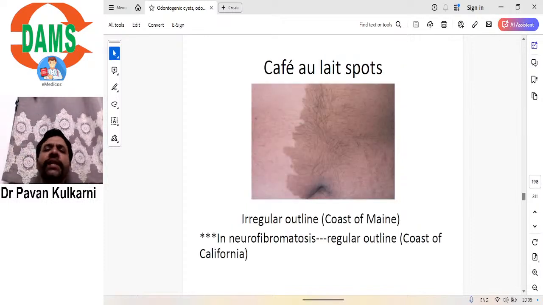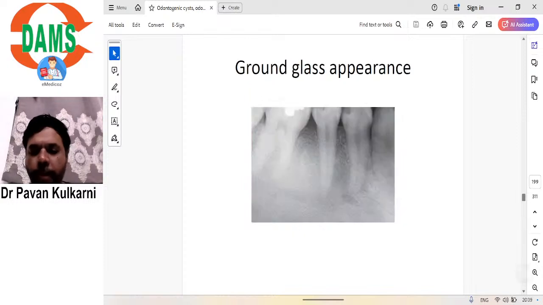Now this is a cafe au lait spot that you can see in case of fibrous dysplasia. Particularly in polyostotic fibrous dysplasia, you will see these cafe au lait spots. This is a radiograph with a ground glass appearance, where you can see the frosted glass or ground glass appearance.